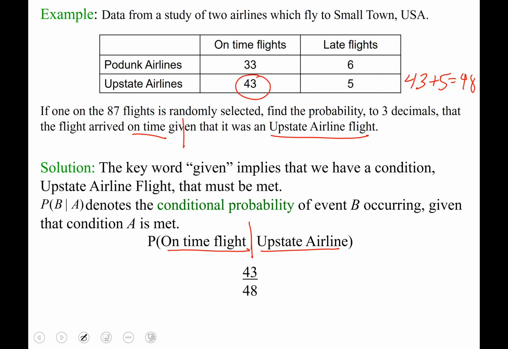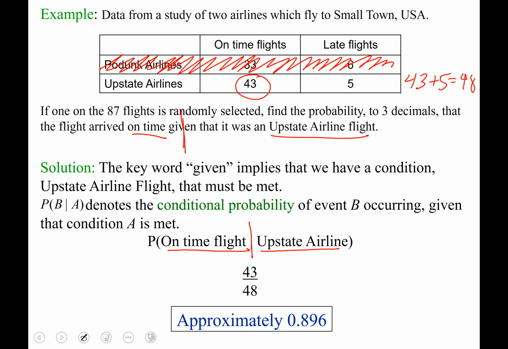I know it's tempting to use the 87 as the denominator, but the 87 includes Podunk airline flights, so we have to literally cross it out if you're able to, or just cover it with your finger, or just mentally block it out if you have to. Whatever follows the word given is the only thing we should be looking at and including in our calculations. 43 divided by 48 is approximately 0.896. So we have a 0.896 probability that a flight arrived on time, given that it was an Upstate airline flight.